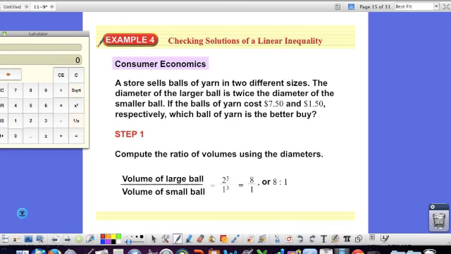We can also use this concept when trying to figure out what's a better buy. So a store sells balls of yarn in 2 different sizes. The diameter of the large ball is twice the diameter of the smaller ball. If the balls of yarn cost $7.50 and $1.50 respectively, which ball of yarn is the better buy? So one is twice the diameter, even though we normally use radius. Still, the radius is going to be twice, so the diameter is twice cubed. So the larger ball of yarn should have a volume of 8 times more.